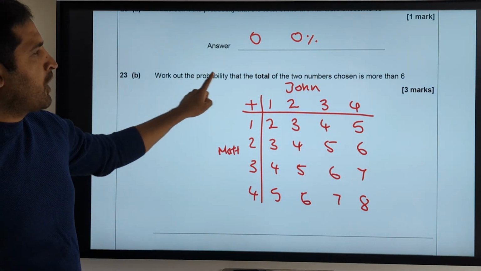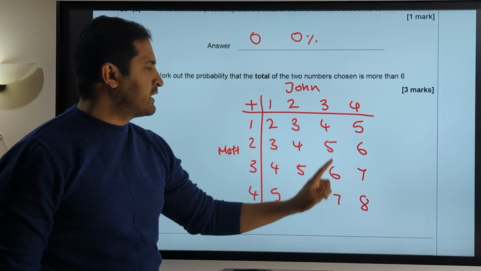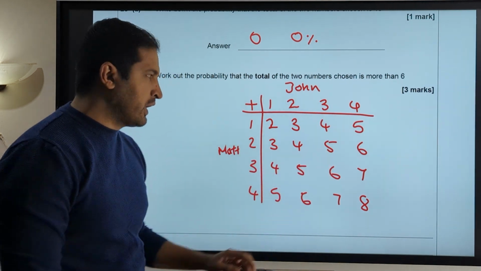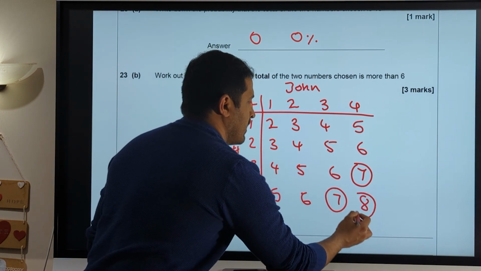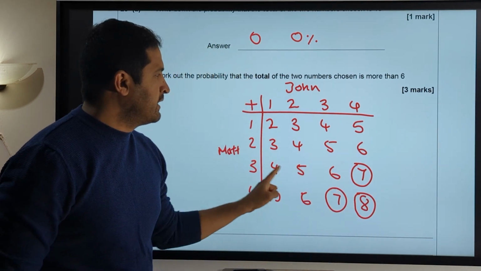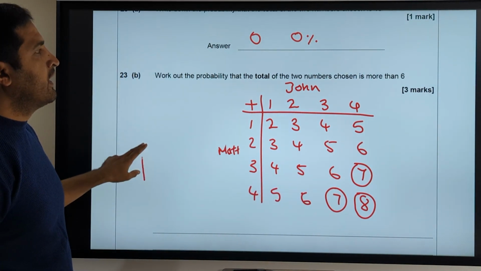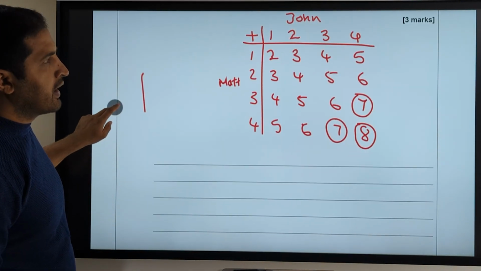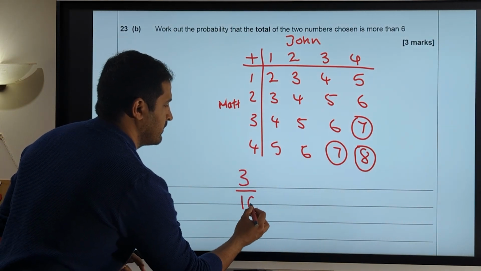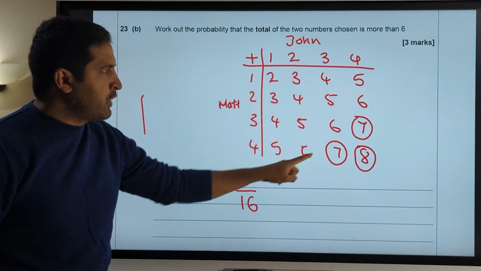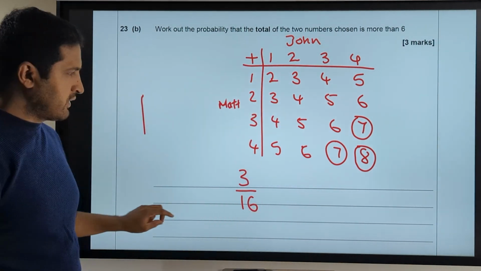We want the probability that the total of the 2 numbers chosen is more than 6. More than 6 means 6 is not included. We're looking for these 3 numbers: 7, 7, and 8. Those are 3 numbers out of 16 altogether. So the probability that you get a total of more than 6 is 3 out of 16. So 2 marks for doing this sample space diagram correctly and 1 mark for getting the right answer.